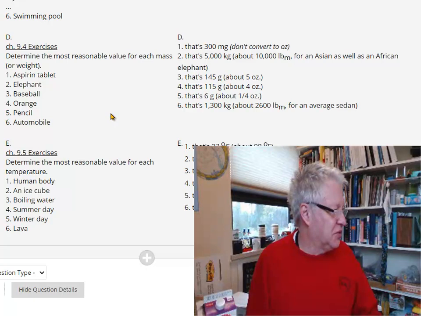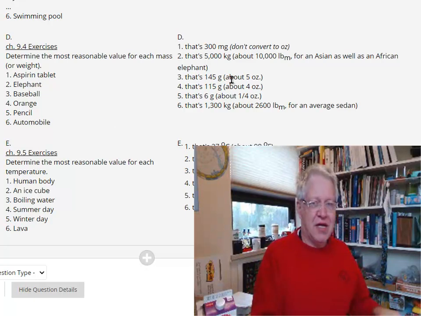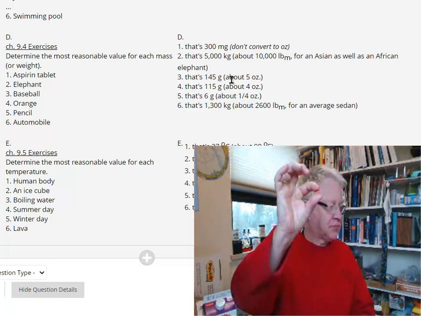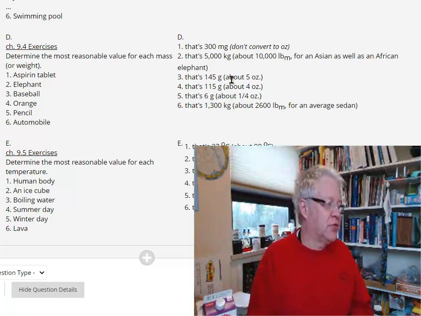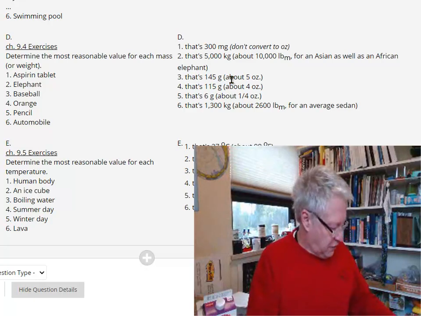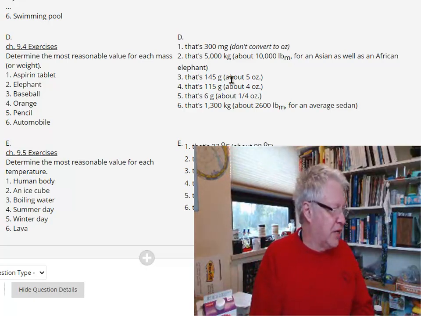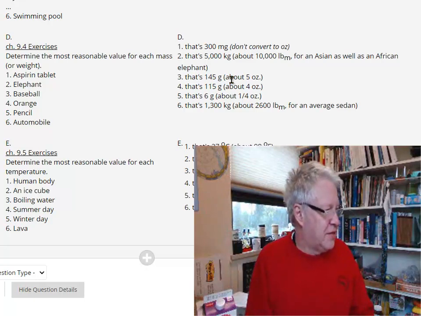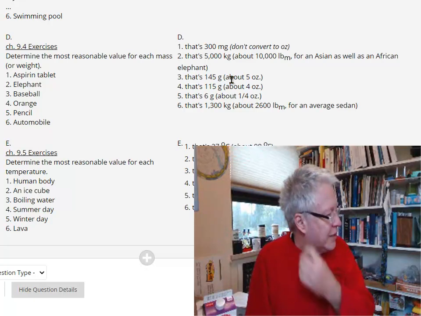Let's see. So these here, aspirin tablet, 300 milligrams. I have an ibuprofen here. There it is. Well, don't convert to ounces. I mean, I could do it, but don't do it, because you want to have it accurately in milligrams, because you're more likely to come across milligrams when it is about prescriptions, and you want to have it accurately.